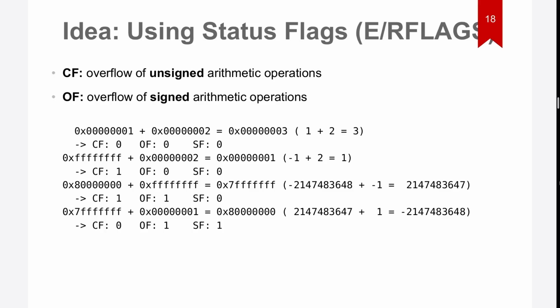But if we interpret these two as unsigned, then that is a legitimate operation. The highest signed integer plus 1 is still a legitimate unsigned integer. It's still in the range of unsigned integer. So carry flag is not set, overflow flag is set, and the signed flag is set because the most significant bit is set. Does that make sense?